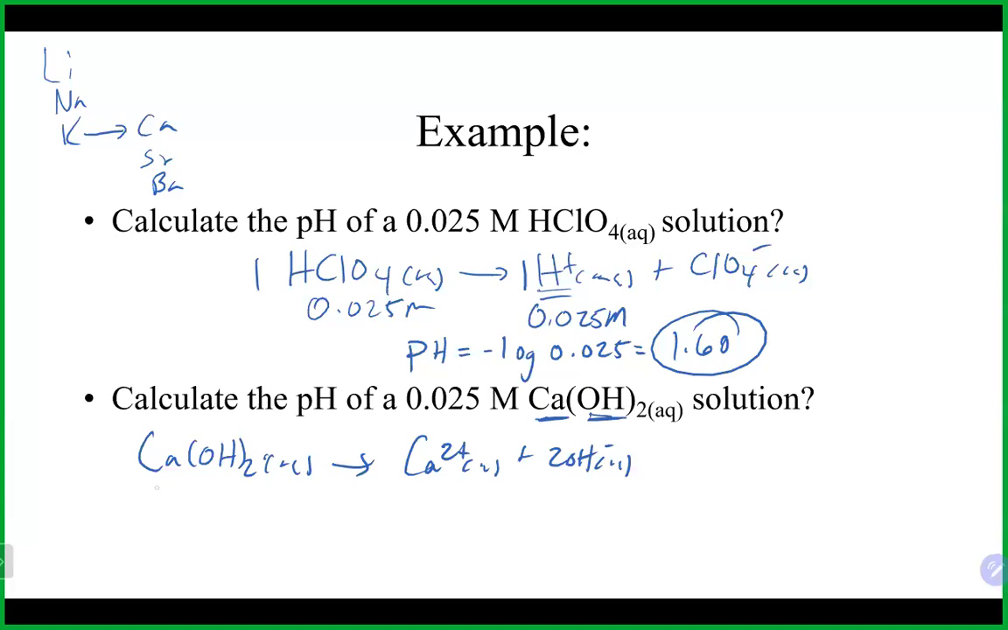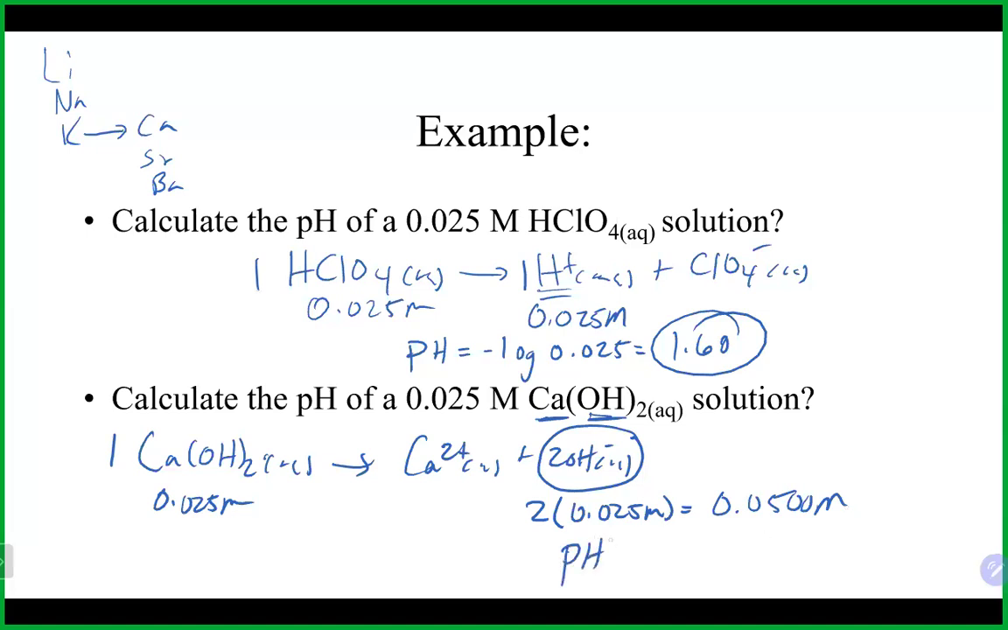And once again here, 0.025 molar is a 1-to-2 relationship. In this case, we are interested in the hydroxide. And because it is a 1-to-2, we do have to multiply the concentration by 2 to get the proper hydroxide concentration. That would be 2 times 0.025. That gives us a proper hydroxide concentration of 0.05 molar.